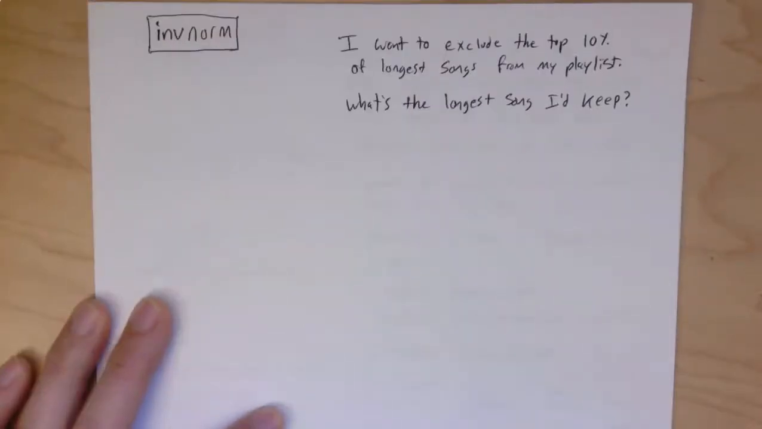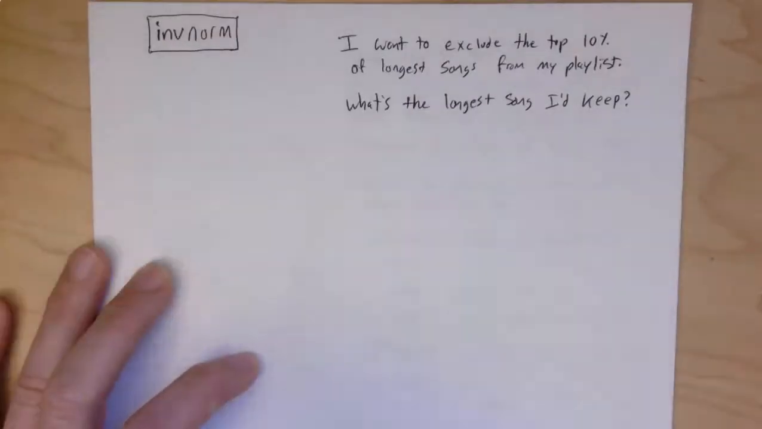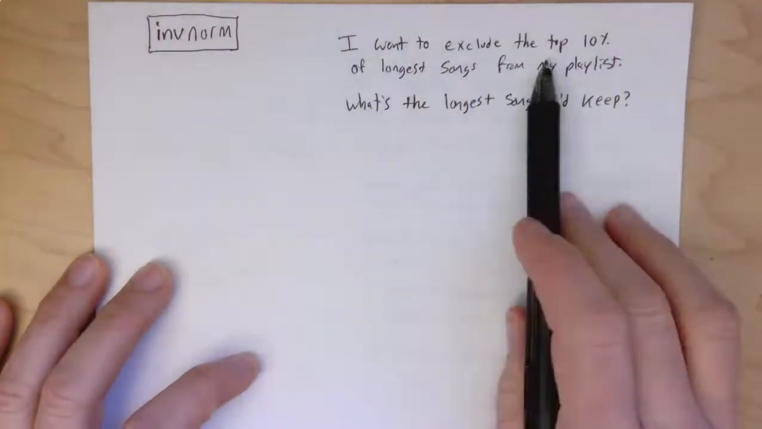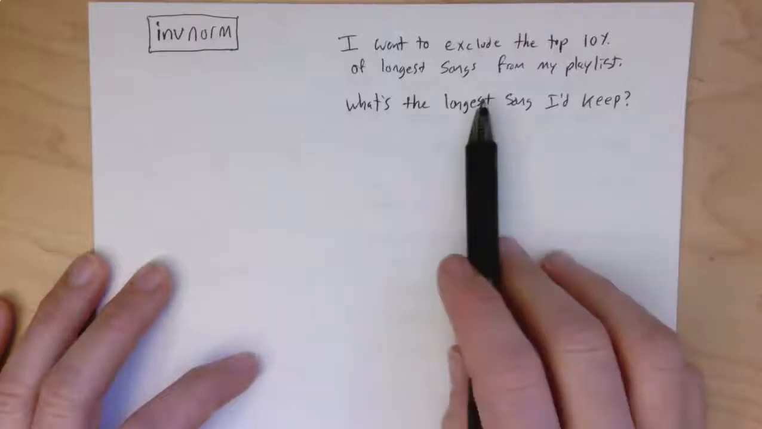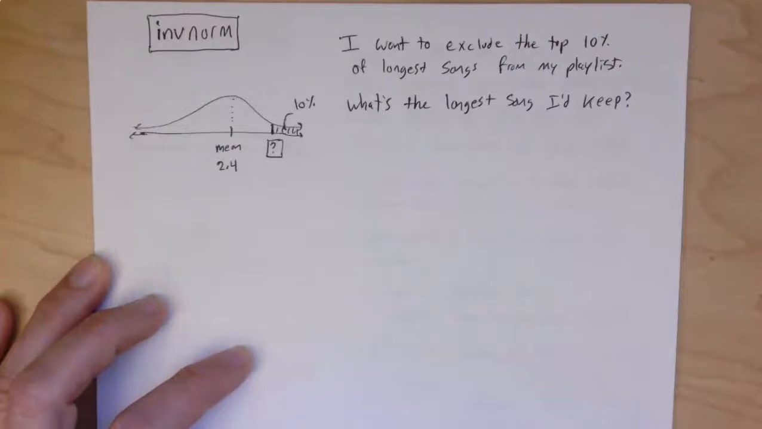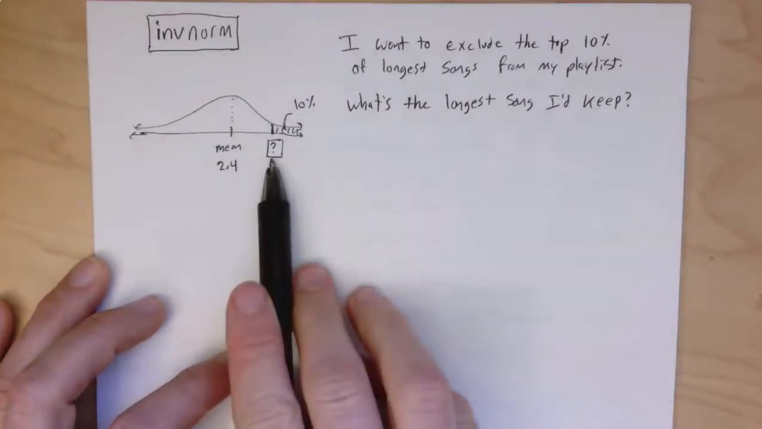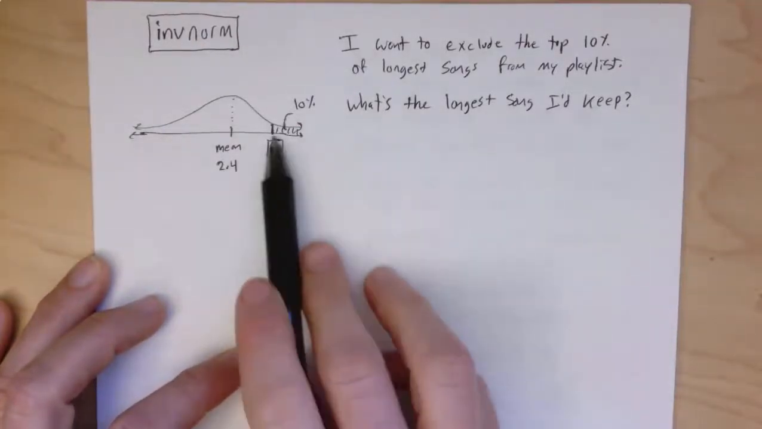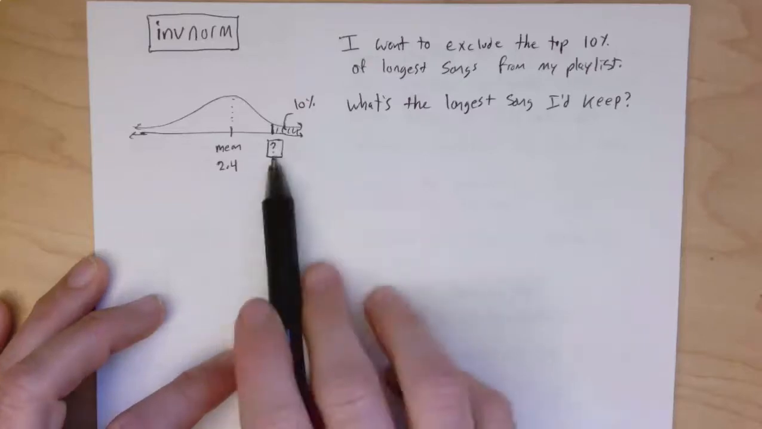Sometimes you'll be asked a problem that's kind of like the reverse of the problems we just looked at. So, for example, what if I wanted to exclude the top 10% of longest songs from my playlist that I'm making for my wedding event? What's the longest song I'd want to keep? So in this case, there's some song length, and we don't know what it is. But what we know is that 10% of all songs are going to be longer than that one. And so that's what we're trying to figure out.